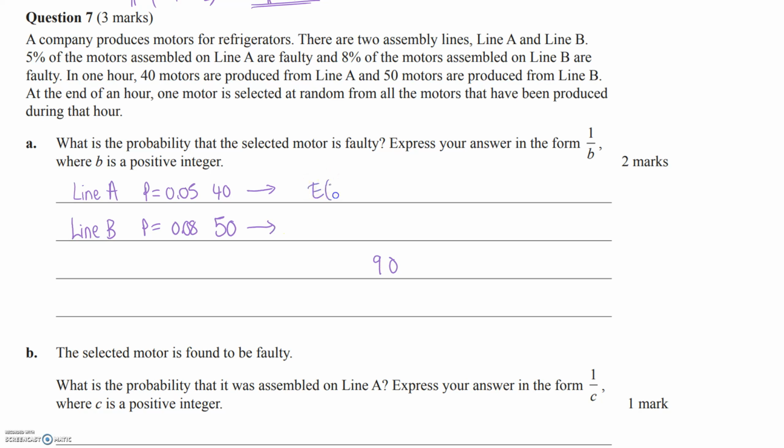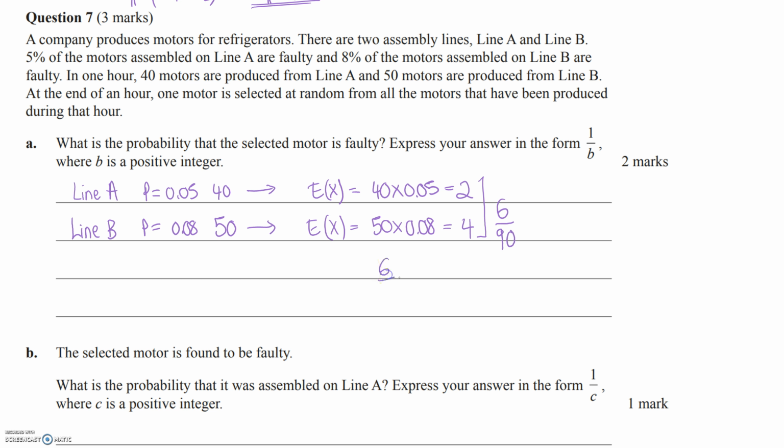Well, our expectation in this case is just equal to the number that come off this line, which is 40, multiplied by the chance that it is faulty on this line. Our expectation here is just exactly the same thing, but we make 50 on this line, and 8% of them are going to be broken. So 4 and 2, however you figure them out. So in total, we're going to get 6 faulty things out of the 90 things that come off the line.